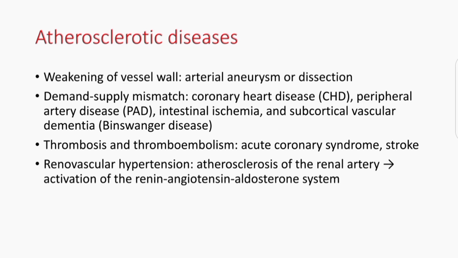And then also there can be renovascular hypertension. So the way it occurs is that when there is atherosclerosis in the renal artery, it can lead to activation of the renin-angiotensin-aldosterone system because the amount of blood flow that is reaching the kidney is not enough. And then your kidney will think that it needs to increase the blood pressure. So this is actually a compensatory mechanism, but it will be detrimental to the person's health.